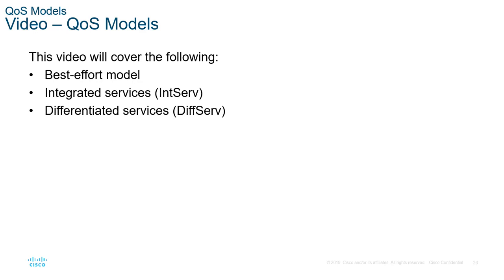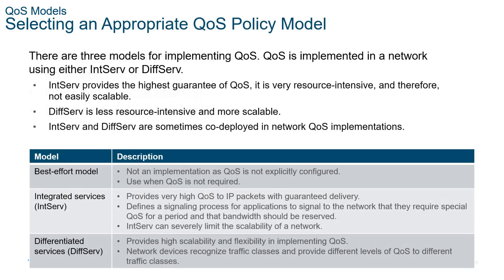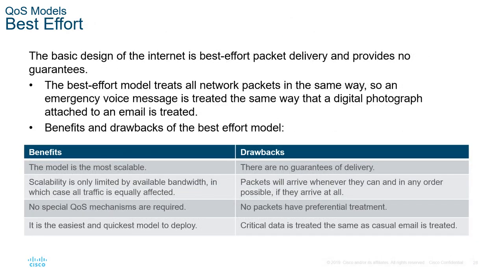We have three main models. We have our best effort model, we have our integrated services, or IntServ, and we have our differentiated services, or DiffServ. And this is a short video inside Netacad if you want to go through the models. Otherwise, we're going to talk about these on our next slide. So how do you figure out which policy model to actually implement? Again, best effort, IntServ, or DiffServ. Well, each of them has a very specific set of criteria to meet. So we're going to look at these three models in a little bit more depth.